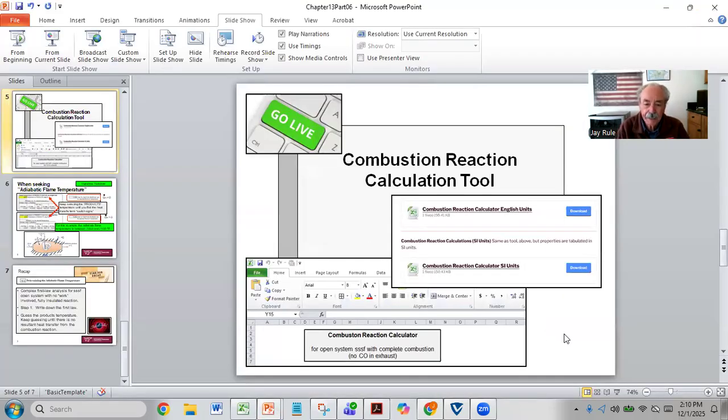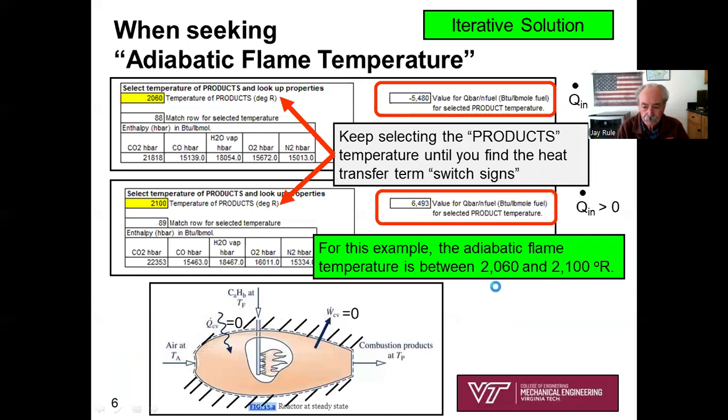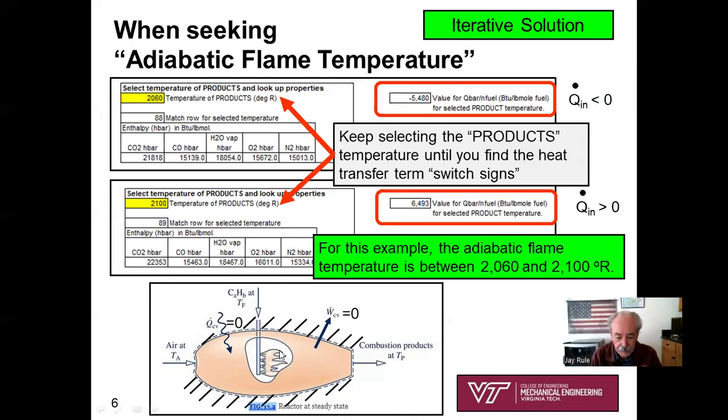Okay, so that's the way you can get to my automated tool that might help you check your work. Here's a screenshot of my using that tool a couple of times to hone in on the adiabatic flame temperature. In other words, for this sketch, for this combustion chamber, where Q dot in is 0, W dot out is 0, I'm trying to figure out the temperature of the combustion products, the adiabatic flame temperature.